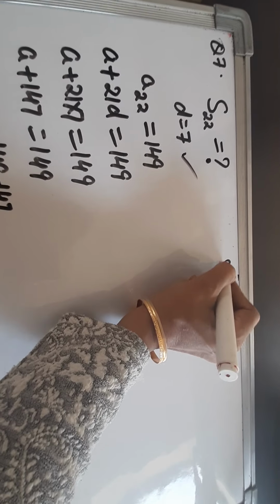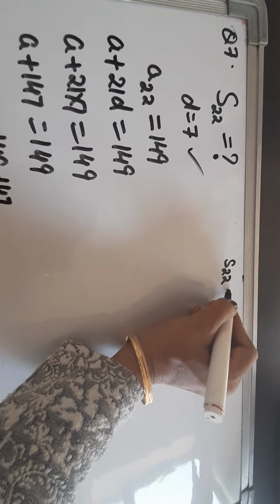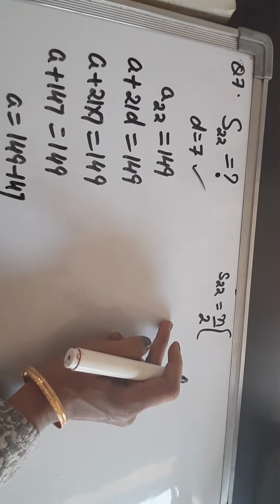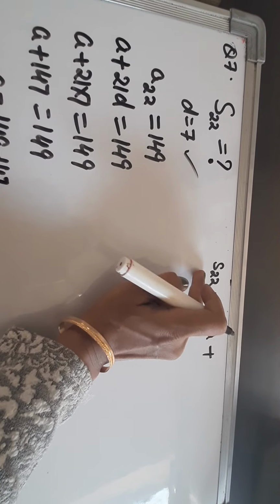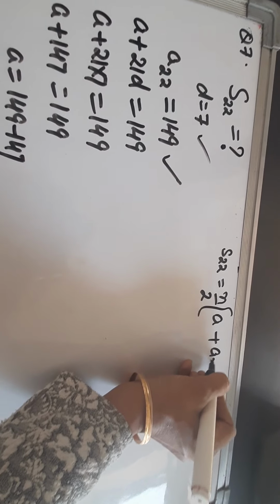Now we have d, we have a. Let us find out S22. If we have to find out the sum of first 22 terms, then we can apply the formula for last term. First term plus last term. Last term should be a22 and that is given to us. We can use this again.